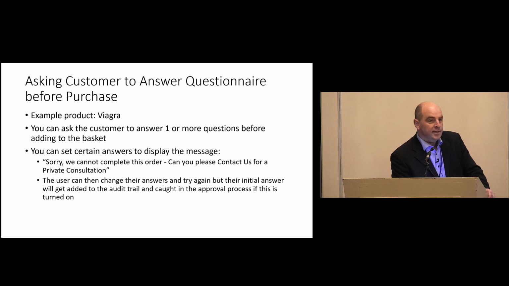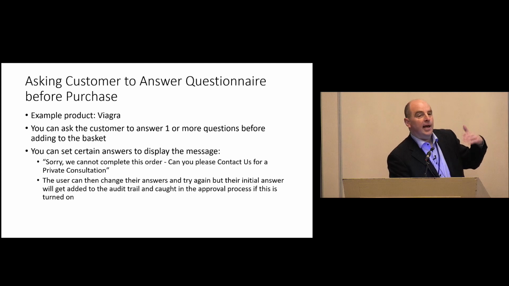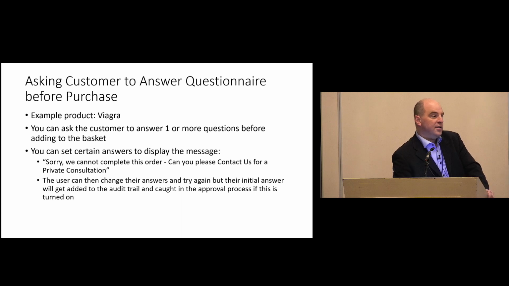And the last point is, if the user is rejected, the user might change the answer and then add to basket. So if they said, is your cholesterol high or medium or low, and they put in high and they get told, sorry, you need to contact us for a private consultation, if they then change the answer to medium and click add to basket, it will let them through. But we're going to show you the audit trail next. We do record that they put in a wrong answer first and then changed it.